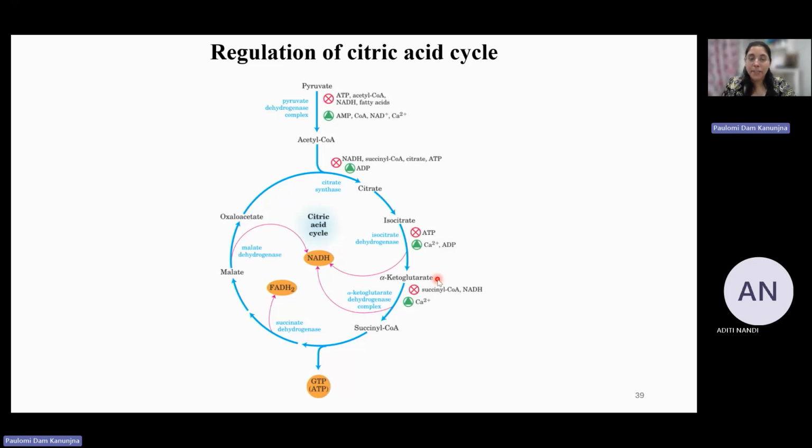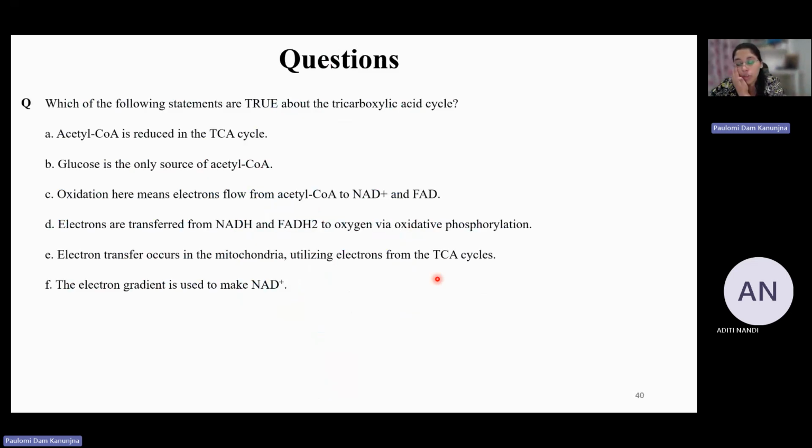Okay, that brings a lot of talking to an end, but we have questions that should give you an overview of the topics that we have done today. Let's try to solve them. That shouldn't be very difficult, but if it gets difficult, we'll discuss and get to the solution. The first one here is, which of the following statements are true about TCA? TCA or citric acid cycle are basically the same thing. So you read the statements and let me know which one is correct.